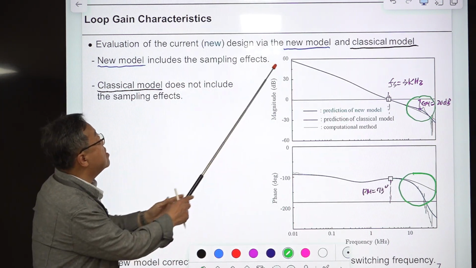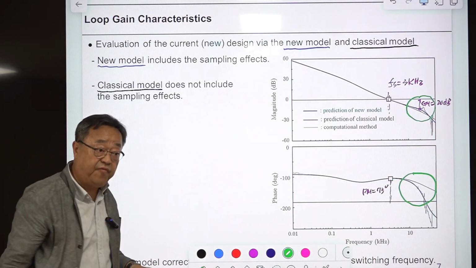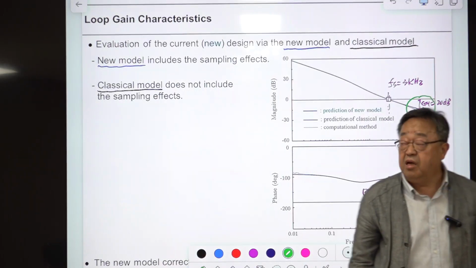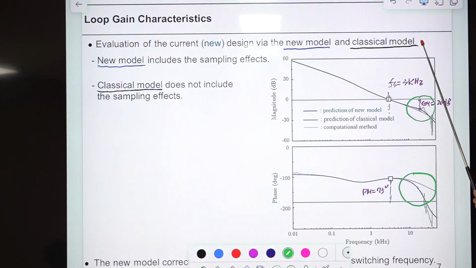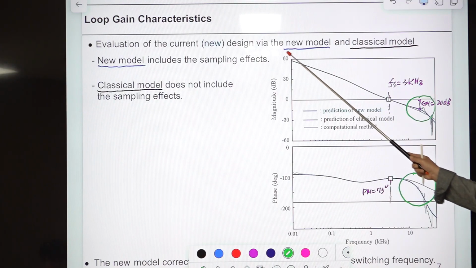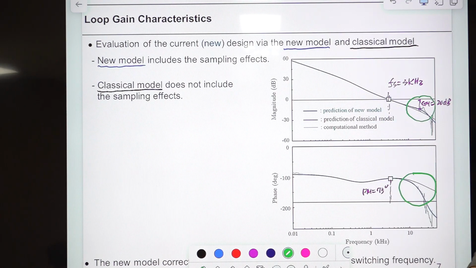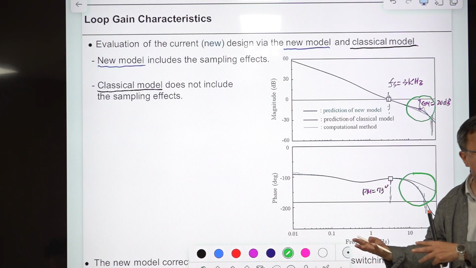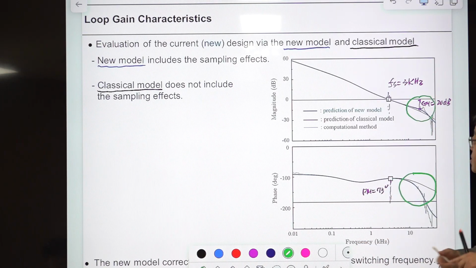Okay, the new model is taking care of the sampling effect. It contains HES in the model inside, but the classical model ignores HES, so there is a unity. Okay, there is no HES there, and the new model includes feed-forward gains, and the classical model doesn't have feed-forward gain from the input voltage and output voltage. So it's two different models.